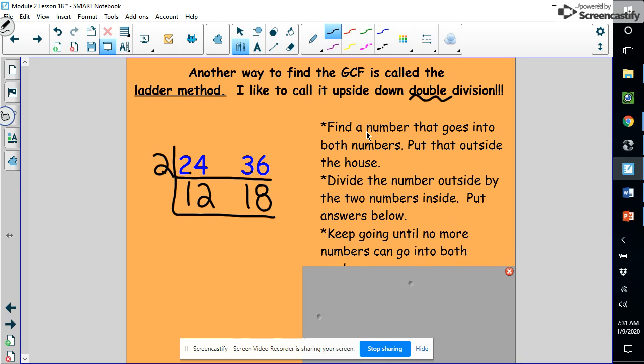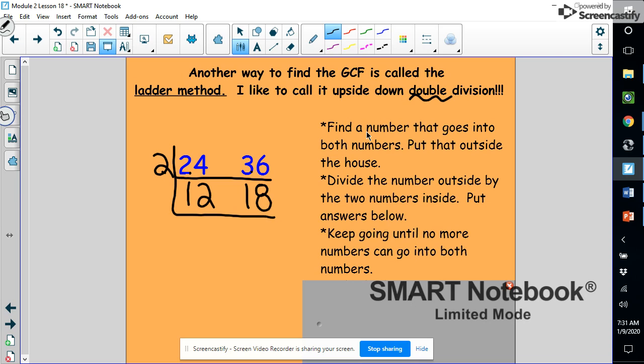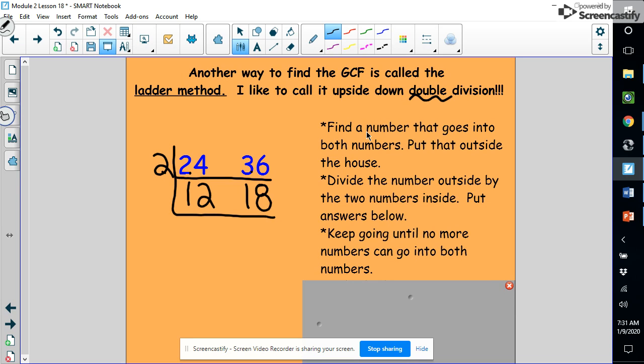So now my next step is I need to keep going until no more numbers can go into both numbers. When I look at 12 and 18, I need to think, can something else go into both 12 and 18? Well, I know that 6 is actually a factor of both 12 and 18, so I'm going to put 6 outside. If you were thinking 2 or 3, those would have both been correct answers as well.